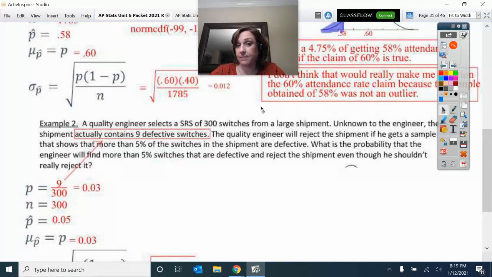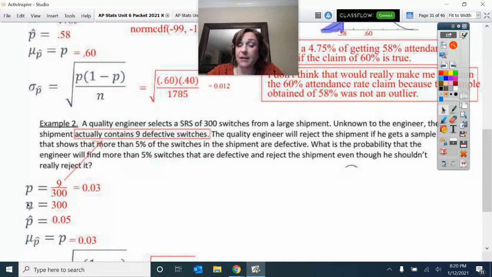This is interesting. Unknown to the quality control engineer, the shipment actually contains 9 defective switches. That's telling you the facts, the true population defective rate. So the population defective rate is 9 out of 300. The whole shipment is the population, and it has 3% defective.